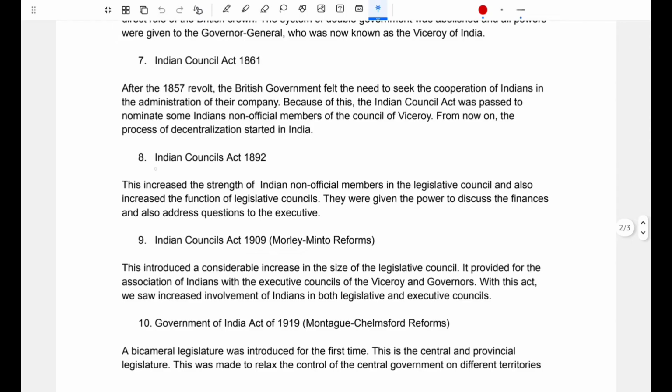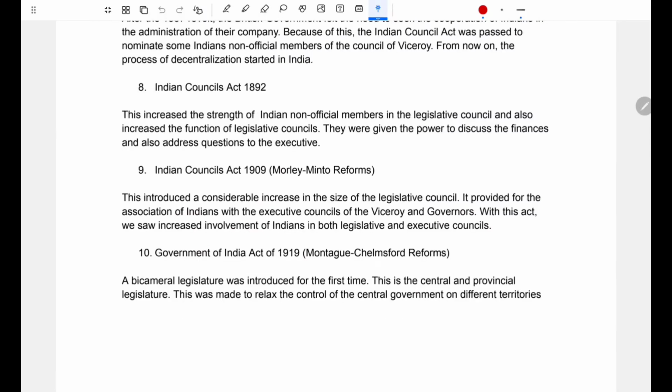The 8th act in this series is Indian Council Act of 1892. This increased the strength of Indian non-official members in the Legislative Council and also increased the function of the Legislative Council. They were given the power to discuss topics like finances. They could also question the executive. After this came the Indian Council Act of 1909. This is also known as Morley-Minto reforms.